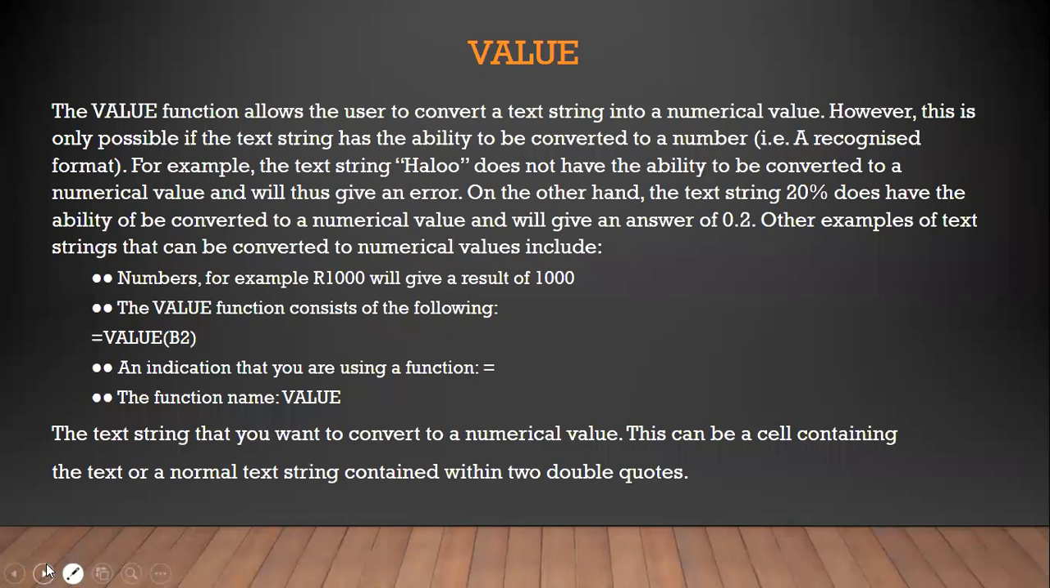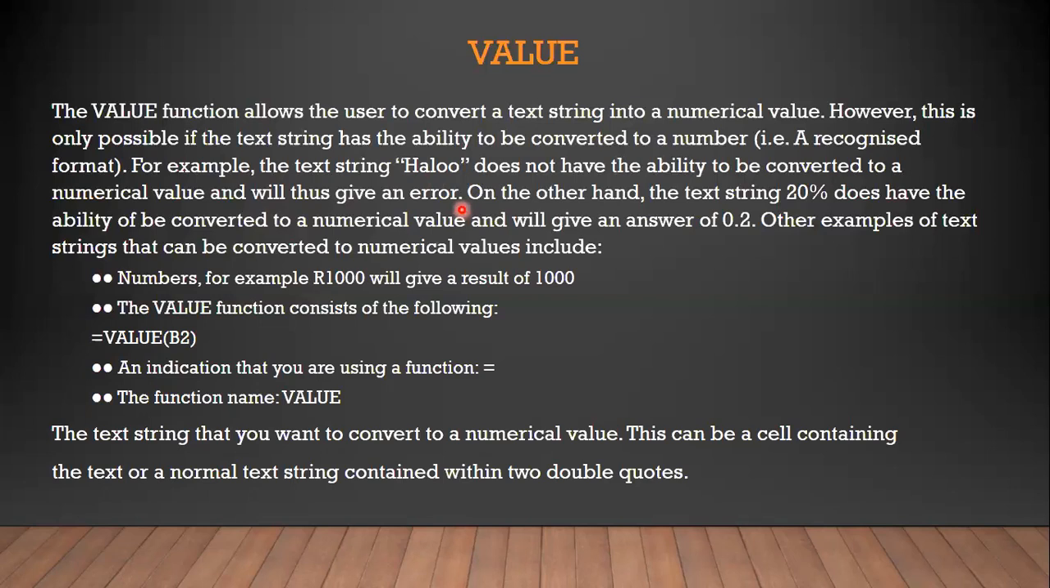The next function we are going to look at is the function value. The value function allows the user to convert a text string into a numerical value. However, this is only possible if the text string has the ability to be converted to a number. So therefore, it must be a recognized format. For example, the text string hello does not have the ability to be converted to a numerical value and will thus give me an error.